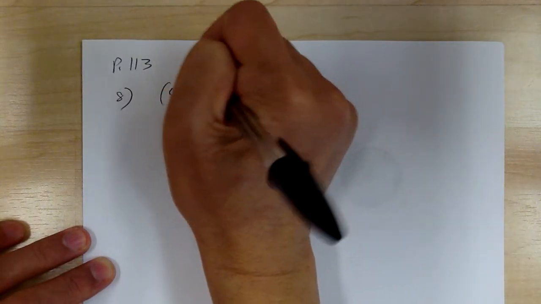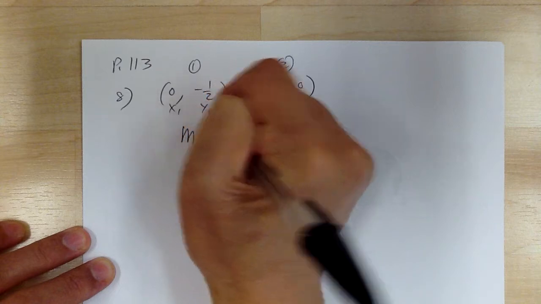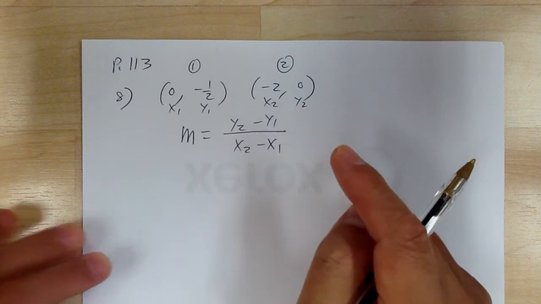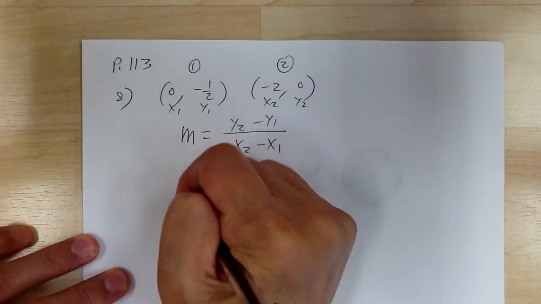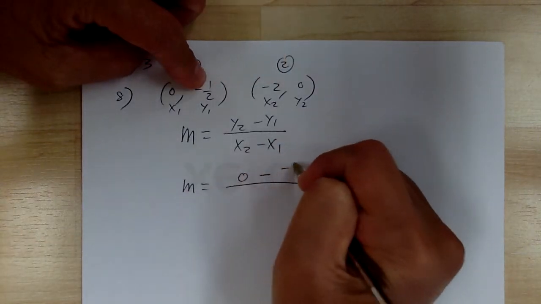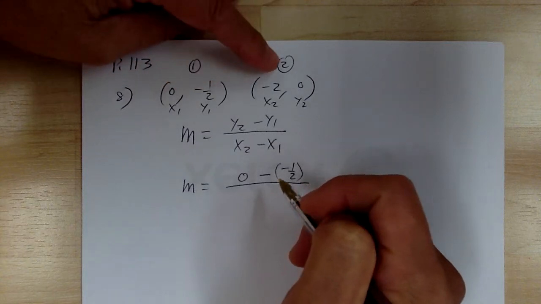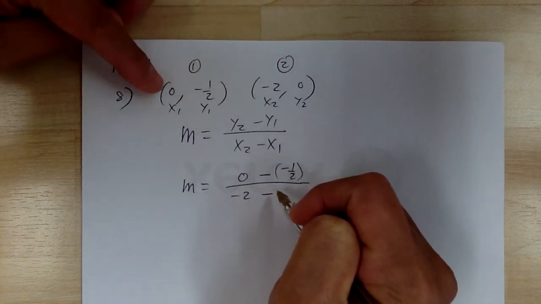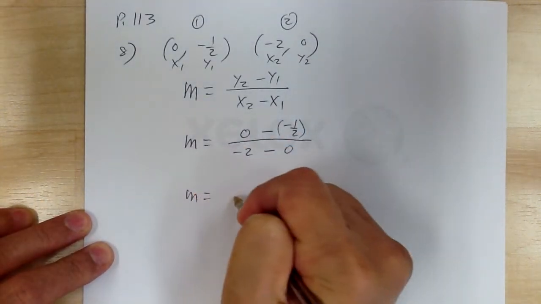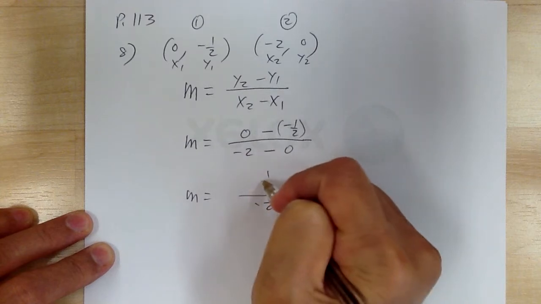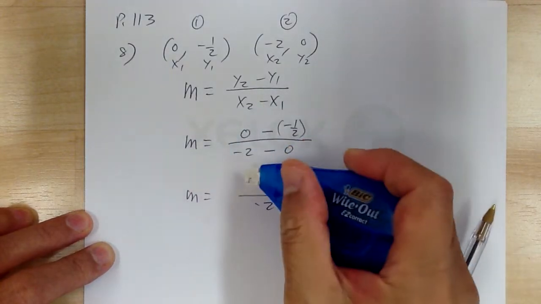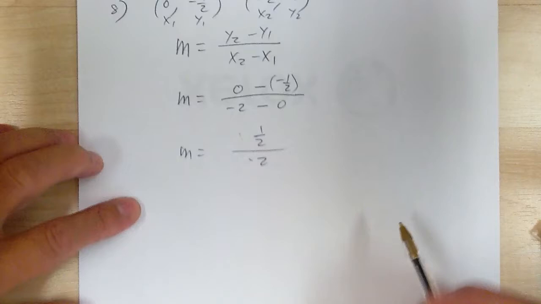Now, again, this is the first point, this is the second point, so that's your x1, y1. That's your x2, y2. Now, you don't have to label them, but I label it so that it's easier for you guys to follow and there is less chance of making mistakes. So y2 is 0, y1 is negative 1/2, and x2 is negative 2, and x1 is 0. Okay. So m will equal 1/2 over negative 2. So it's going to be positive. Okay, so negative and negative become positive.